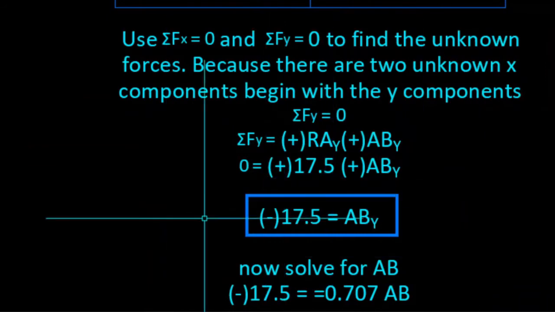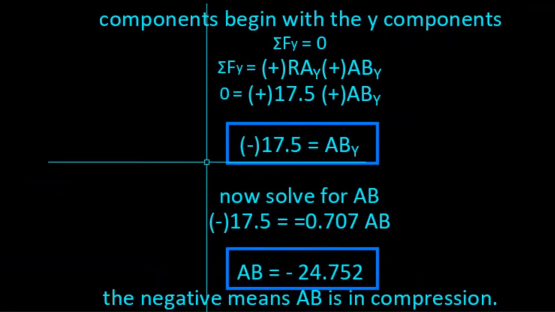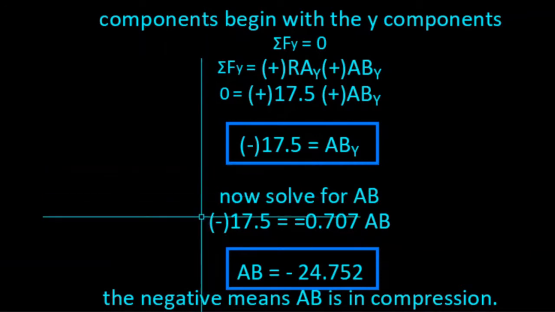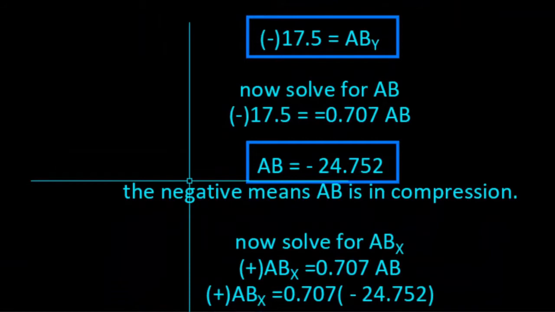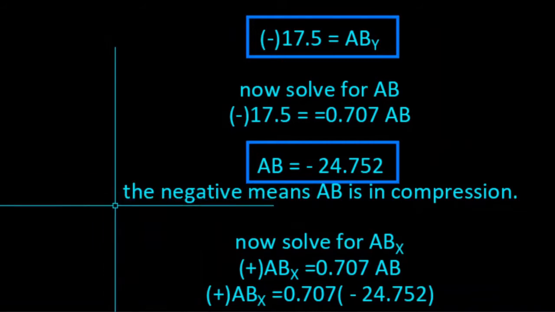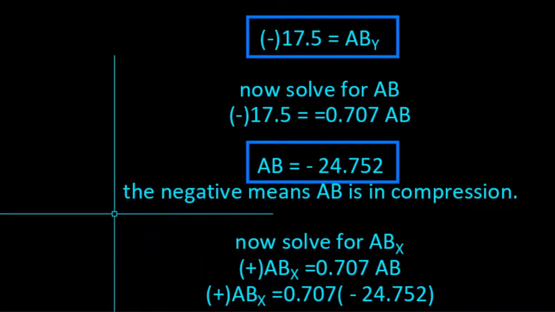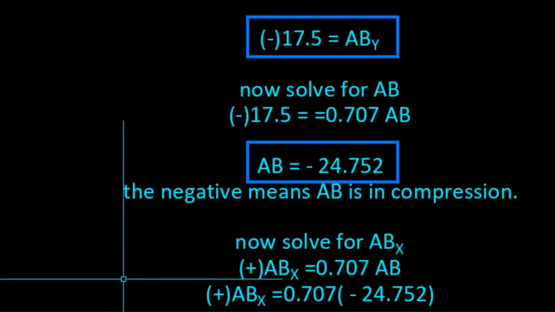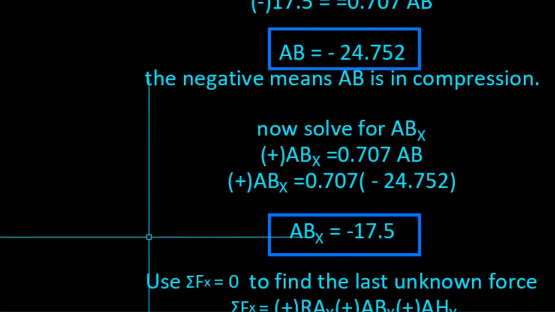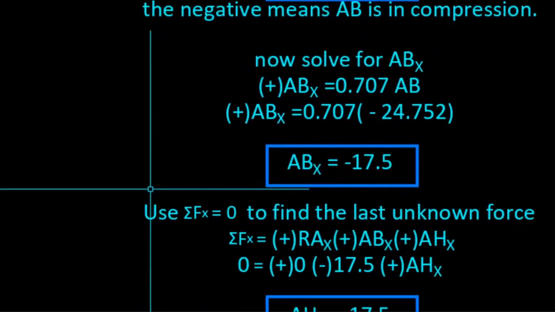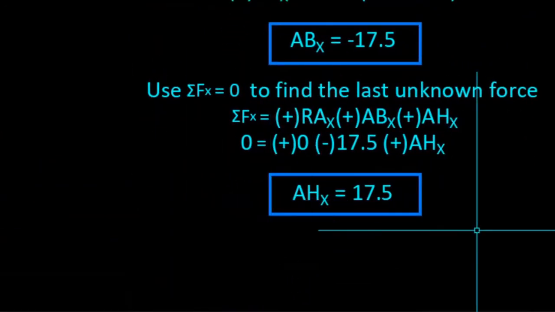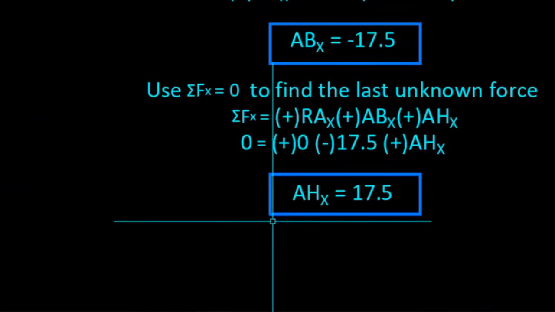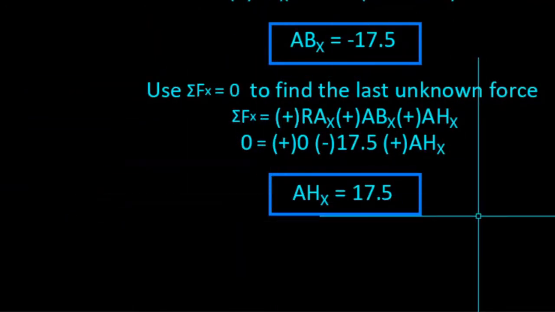We find that ABY is equal to negative 17.5. Next, we solve for AB and find that AB is equal to negative 24.752. Note that if we have a negative number, the negative means that AB is in compression. Next, we use this to solve for ABX, which is negative 17.5. And finally, we sum the forces in the x direction and find that AHX is equal to 17.5.